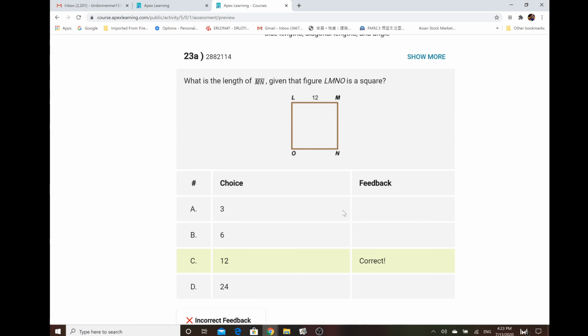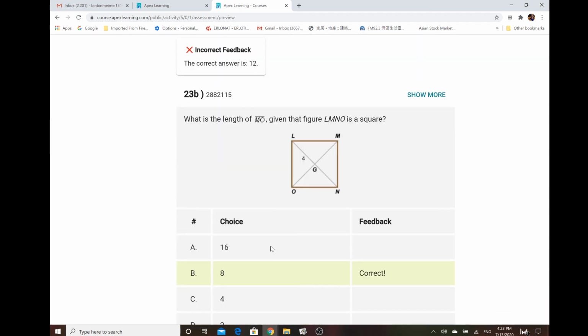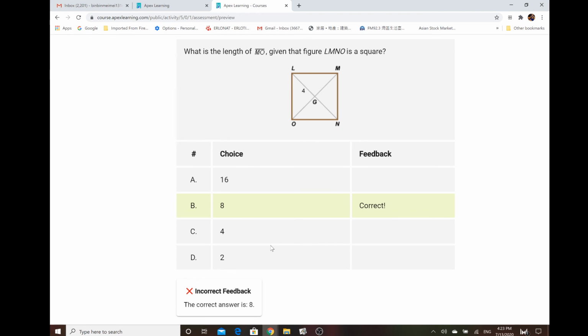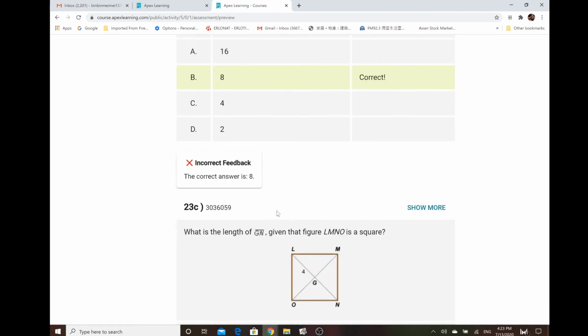Given that figure LMNO is a square, and LM is 12, that means ON is also 12, MN is also 12, because all four sides are equal. So this one's pretty straightforward. What's the length of MO? Half of it is 4, so the whole thing is 8.